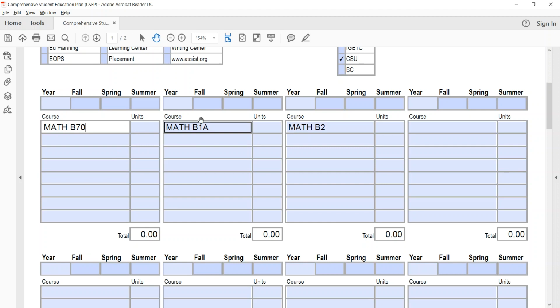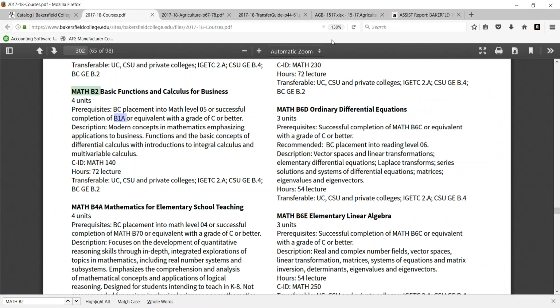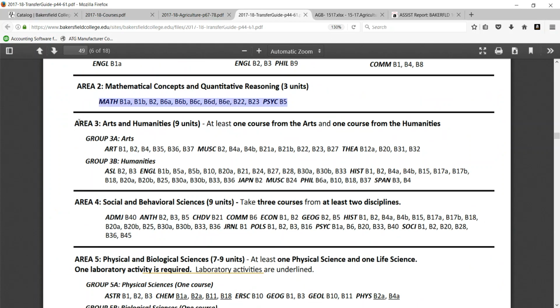There's my order of math classes. And in here, I can take Math B22. I'm very math ambitious today. Alright, let's go back to our transfer guide and let's look at Area 3, Arts and Humanities.